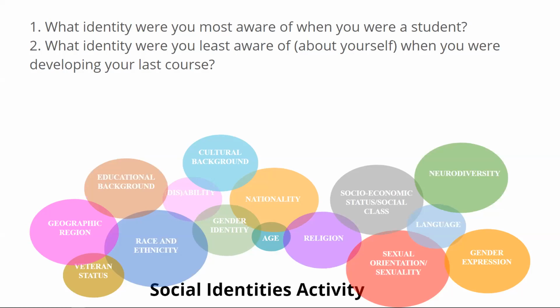So I'll share an example here. The identity that I was most aware of when I was a student was being a first generation college student. So from a working class socioeconomic status, as a first generation college student, I worked multiple jobs, 3 jobs actually, as a first year student. And it was incredibly stressful, time consuming.